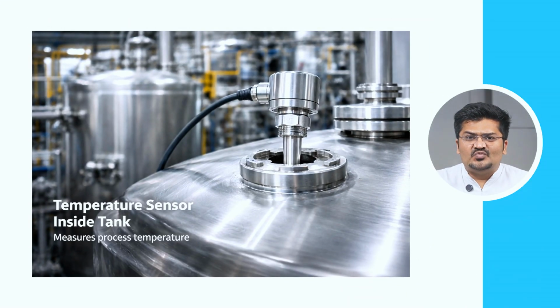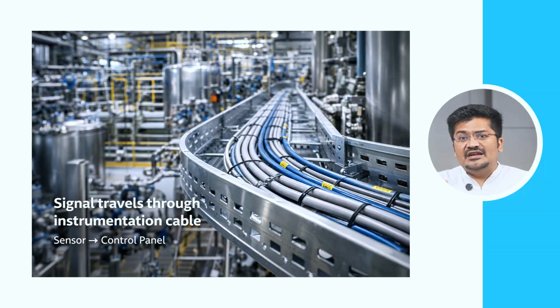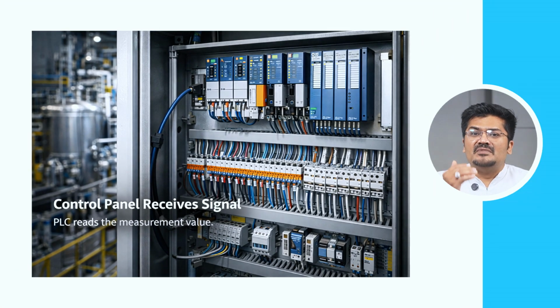Let us understand this with a very simple example. Imagine you have a temperature sensor inside a tank. The sensor measures the temperature, but the control panel may be 50 meters away. So, how will the temperature value reach the control panel? The sensor must send a signal through a cable. This signal represents the measured value. This is called an instrumentation signal.